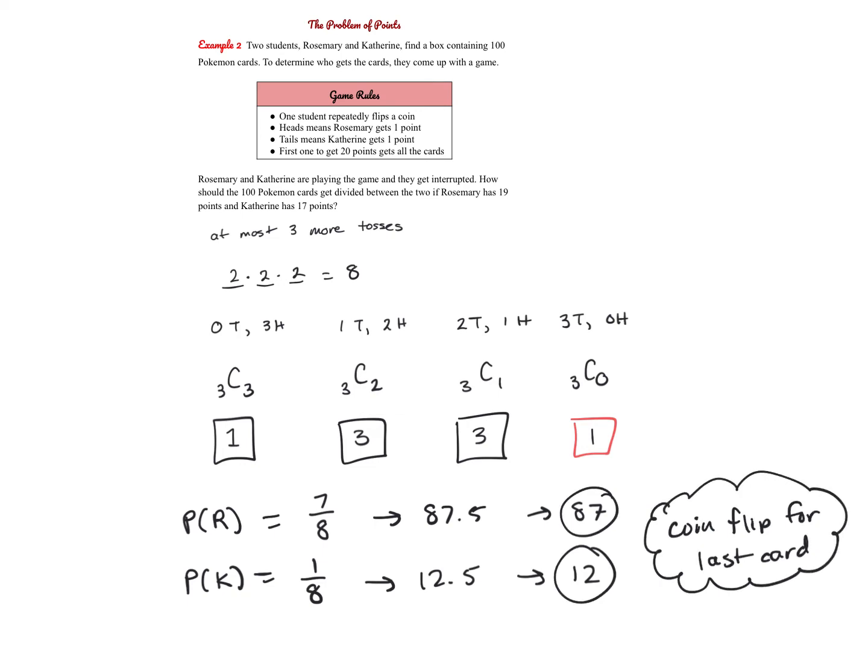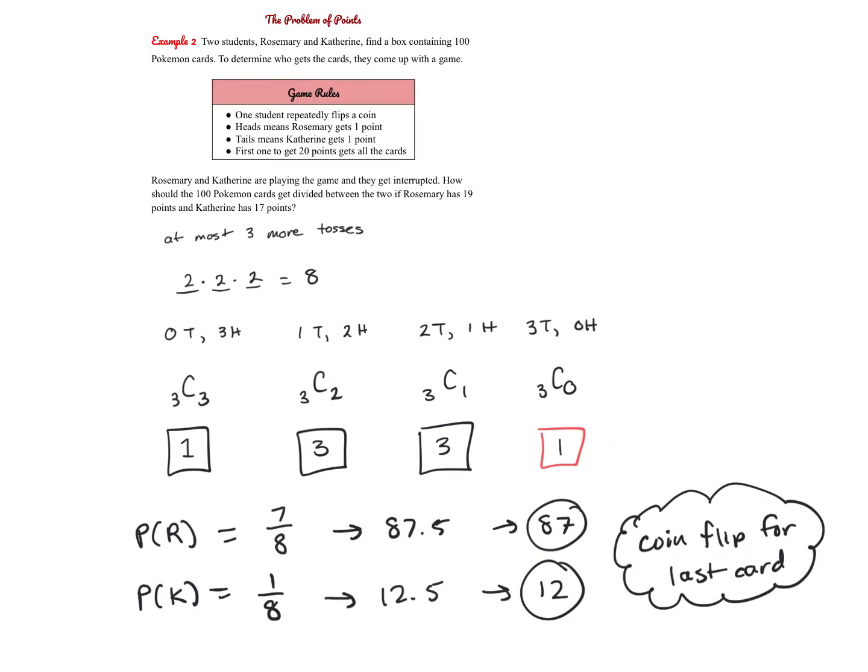There you go. So again, when you have a scenario like this, we can consider the probability that one or the other person would win and then use those probabilities as a way to divide up the cards instead of just giving all of the cards to whoever is closer, because again, we're not taking into account the fact that Catherine still could have won this game even though Rosemary is ahead.